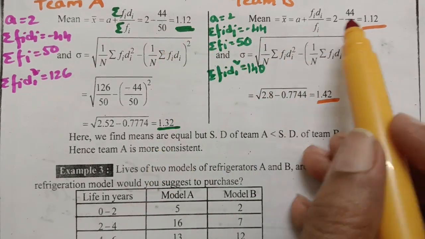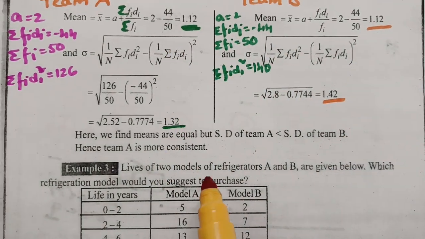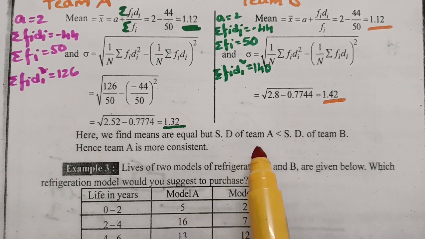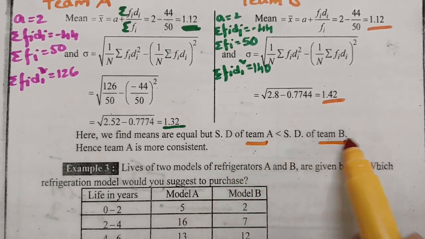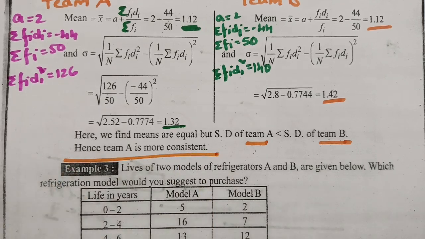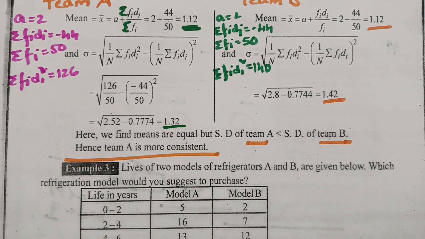So here 1.12 and 1.12 are equal, and on comparing the standard deviation, team A is lesser than team B, and therefore team A is more consistent. Clear? So this is how we have to solve.